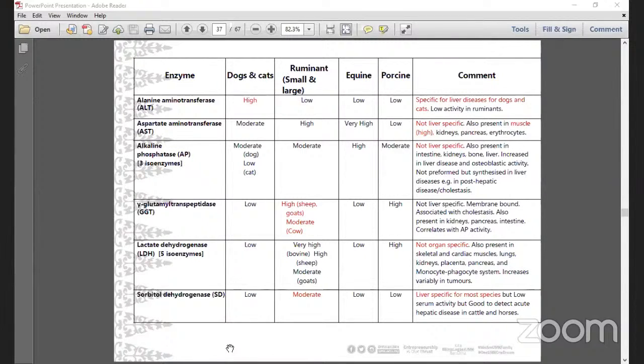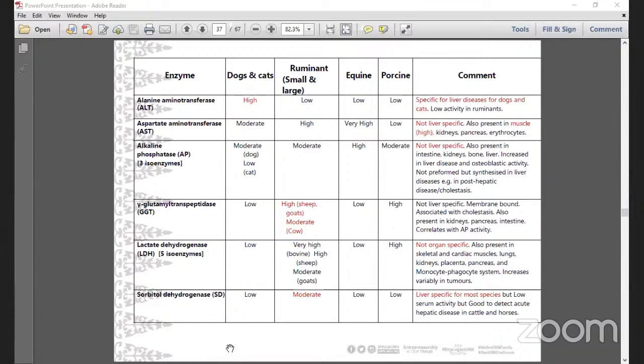And then the alkaline phosphatase enzyme, again, this is not liver specific, but alkaline phosphatase is one of the cholestatic enzymes. So it's moderate in dog, but low in cat, but it's also moderate in the ruminant and high in equine animal. And gamma glutamyl transferase is the preferred enzyme in case of the ruminant animal, but again, it's not liver specific.